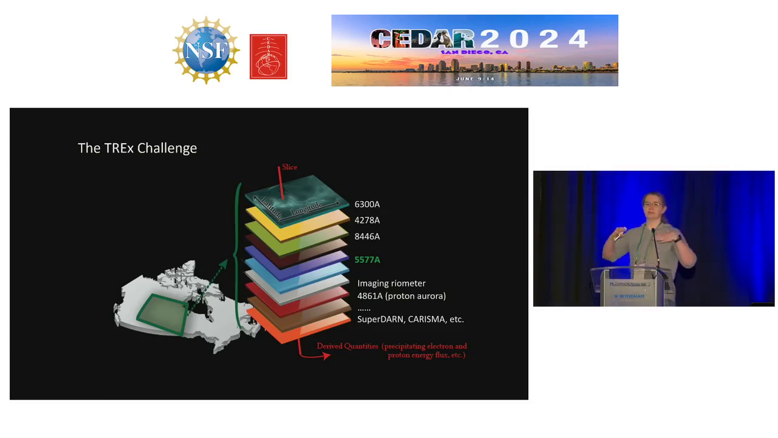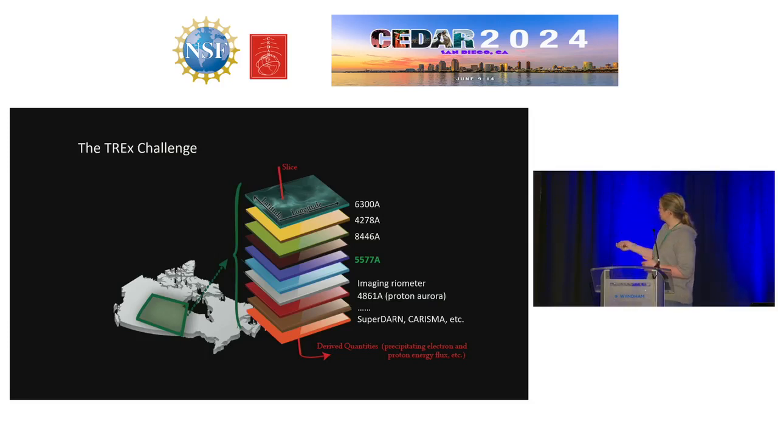And then we build data layers, or a data cube, in that region with layers of optical information. So you put in the 6300 angstrom line, you put in 4278 to get the blue line, you put in a near infrared line, and the idea is that when we've got all of that information simultaneously across that region, you can drill through that data cube and derive, for example, the precipitating electron energy flux or the characteristic energy.